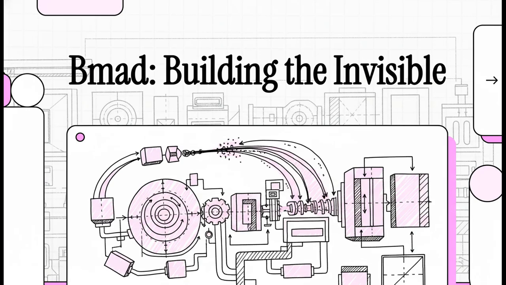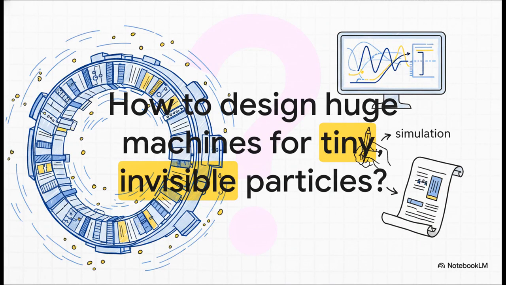All right, today we're diving into something pretty wild: the invisible architecture behind some of the biggest machines humans have ever built. We're talking about particle accelerators, and more importantly, we're going to look at the amazing software that lets us design them in the first place. I mean, just think about that for a second. How on earth do you design a machine that's miles long to study particles you can't even see?